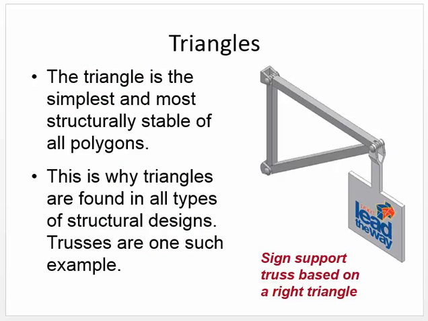The triangle is the simplest and most structurally stable of all polygons. This is why triangles are found in all types of structural designs. Trusses are one such example. We'll talk a lot about trusses in your next level class.